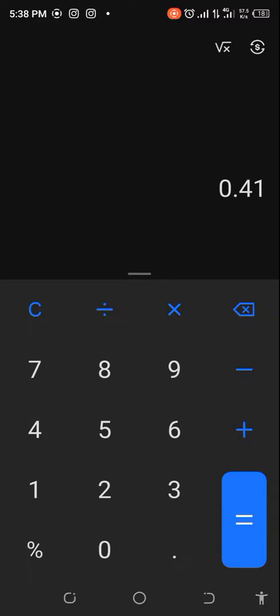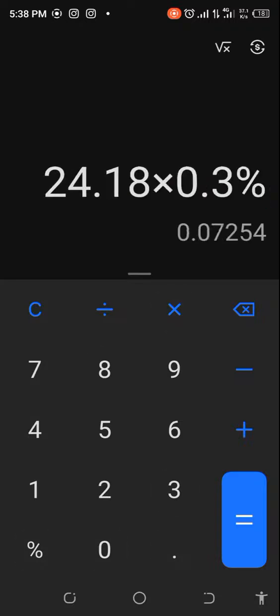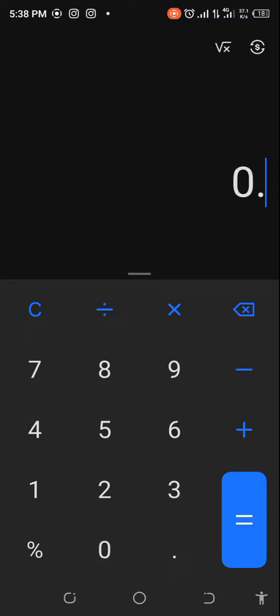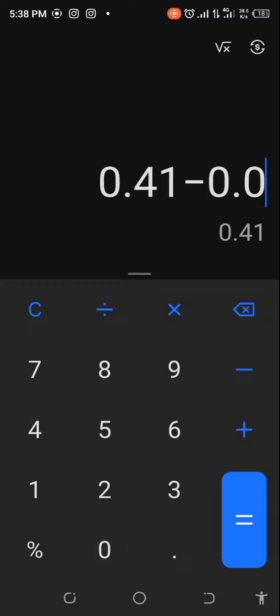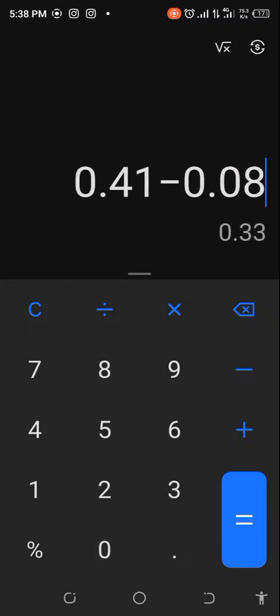0.3%. So I'm going to take the entire amount. This is 41 cents already. The entire amount is going to be 24.18 times 0.3%, so that's like 7 cents. From 41 cents, let's take off like 8. That's 0.808. So we'll have 33 cents. That's still good.